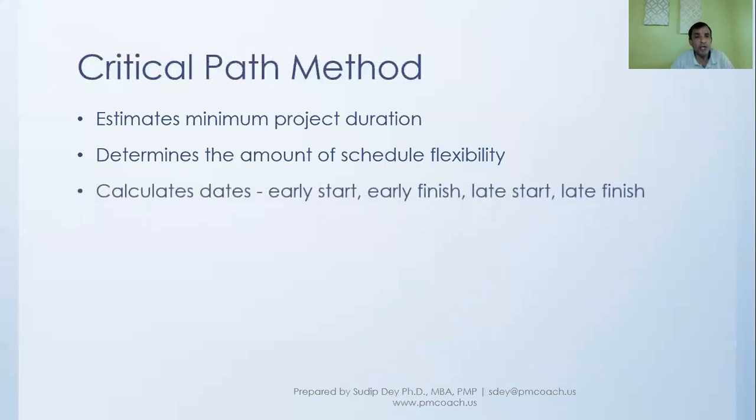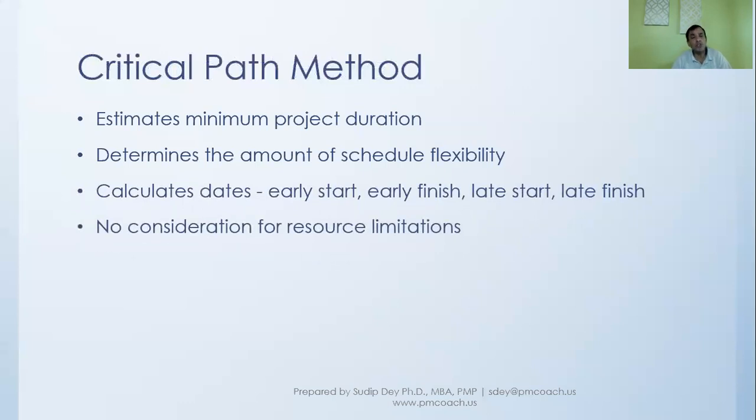In this process of calculating the critical path method, we'll determine for each of these activities the early start date, which is the earliest an activity can start; the early finish date, which is the earliest date an activity can finish; the late start date, the latest an activity can start; and the late finish date, the latest an activity can finish, all without affecting the end date of the project. So these are things that we'll calculate.